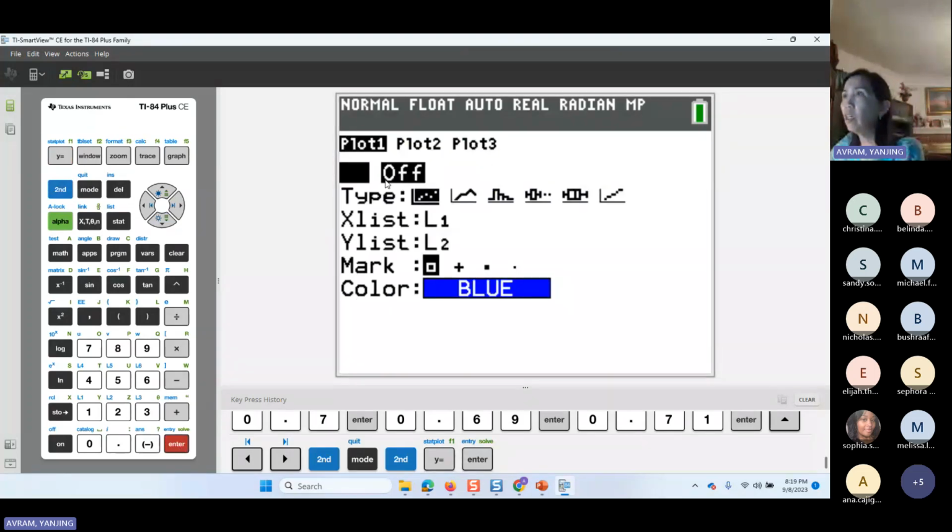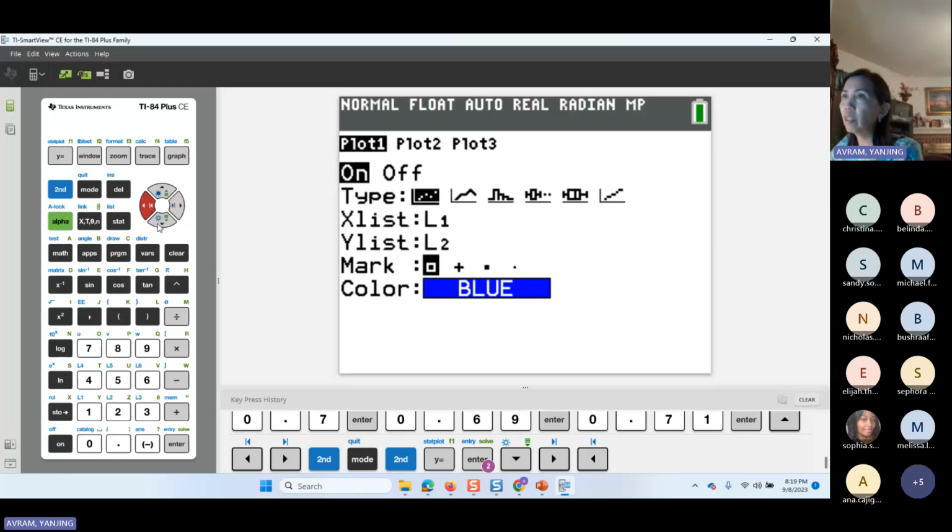The default of the scatter plot is always off, so we need to turn it on. When it's highlighted, hit enter. Then you move down and make sure On is highlighted. If On is not highlighted, you won't graph. The first one is the scatter plot, and the second one is the time series. So we're going to do the scatter plot first.